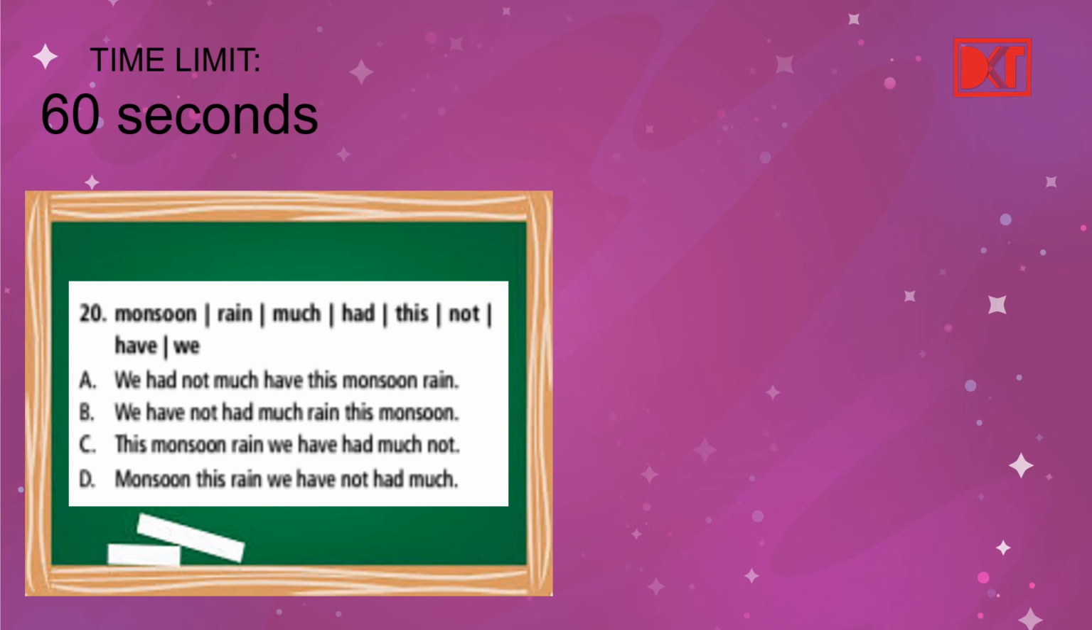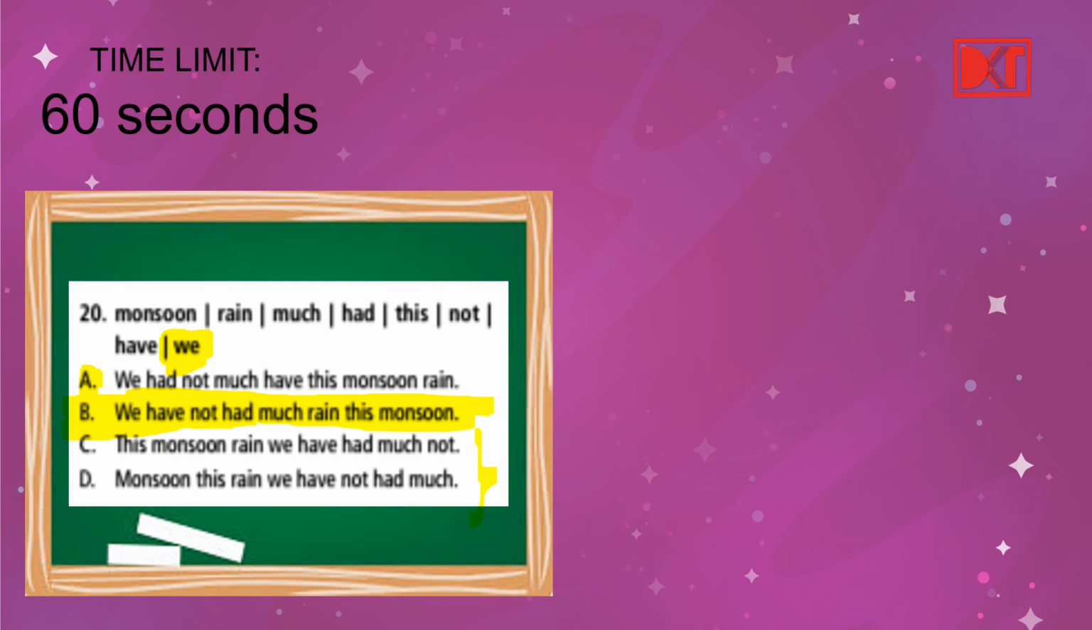Okay, here we have: monsoon rain much had this not have we. So here we are probably talking about we, starting with we, the subject, a personal pronoun. Let's read. A. We had not much have this monsoon rain. B. We have not had much rain this monsoon. This one makes sense. And quickly, once you identify the subject and see this answer is correct, just go through the other ones as well.